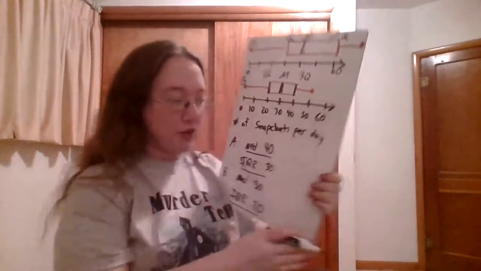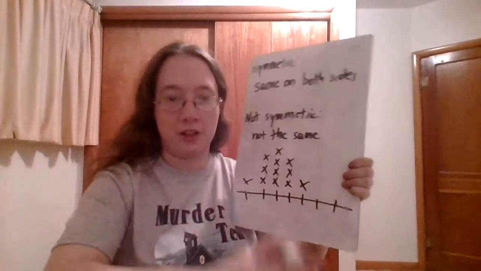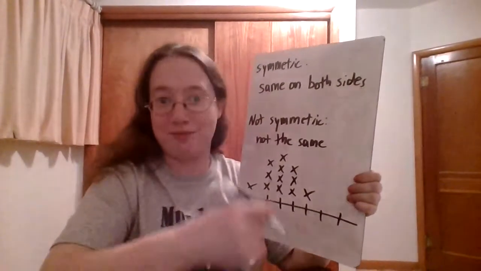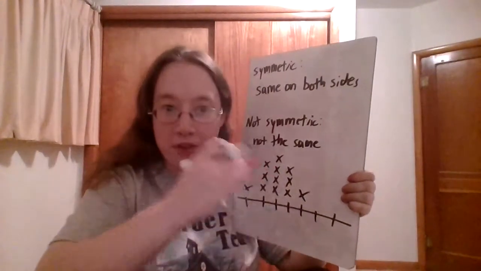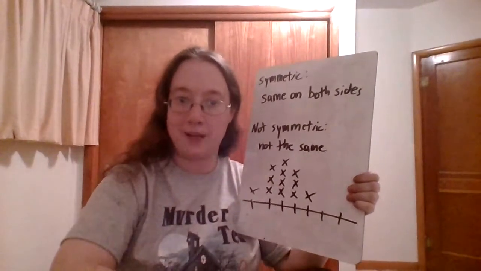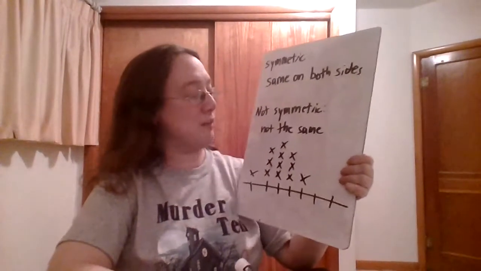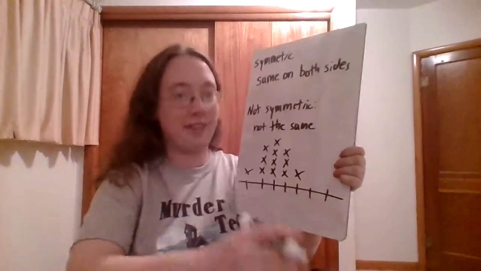So that's what's going on with center and spread. And the last term you're going to need to know for a little bit of the homework is symmetric. You probably already know what that means, but most of the time when we said symmetric so far, we've been talking about shapes. Right now we're talking about data. So it's symmetric if it's the same on both sides.